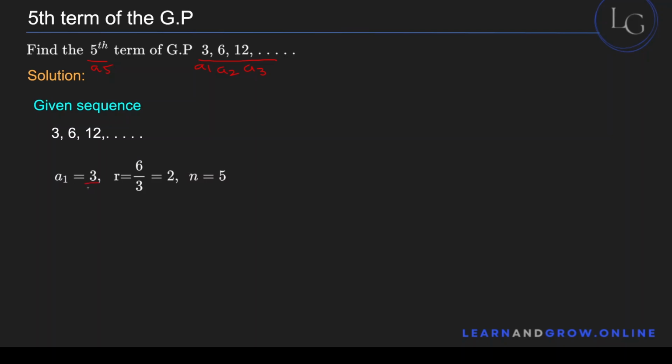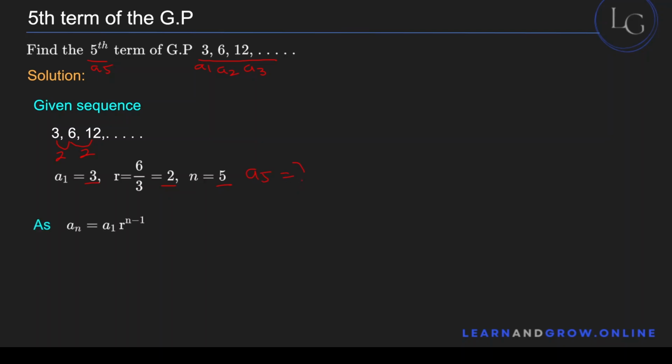a1 is equal to 3. r, the common ratio, is obviously 6 divided by 3 or 12 divided by 6. They have the same common ratio, which is 2. So r is equal to 6 divided by 3, which is equal to 2. And n is 5. We have to find a5. That is unknown to us.